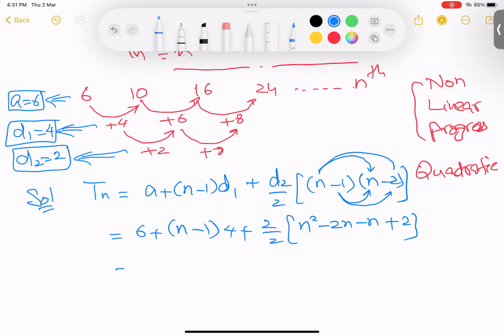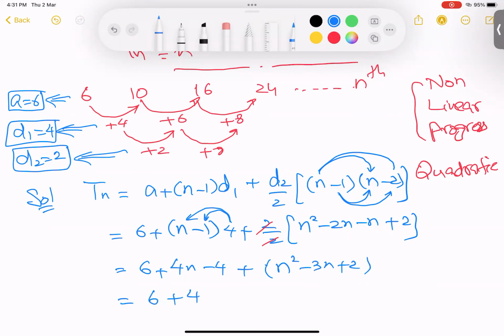Now, second last step, this 4 multiplied with n, I get 4n. 4 multiplied with the minus 1, I get negative 4. This 2 up and down will cancel out like this. I get what is left in the bracket: n to the power 2, minus 3n, and plus 2. And now I'm expanding my bracket. The answer is almost over.